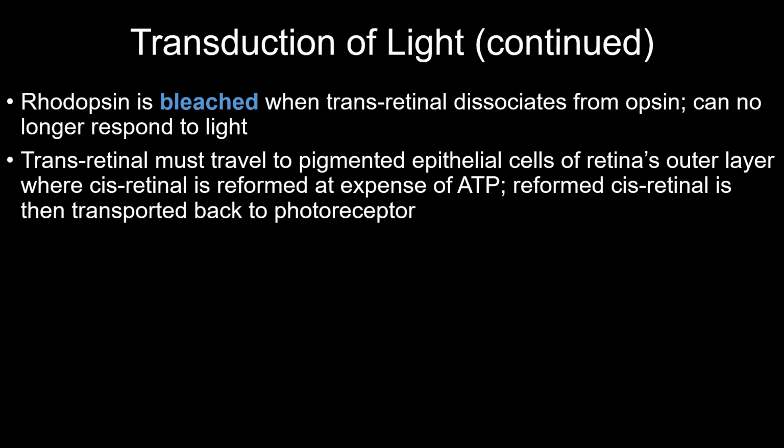So this has to happen through a complicated process in which transretinol leaves the photoreceptor, travels to the epithelial cells of the pigmented layer, and then there it's converted back into cisretinol in a process that uses ATP, and then gets transported back to the photoreceptor, combining with opsin, making rhodopsin again. So it turns out the pigmented layer actually forms an important part of the function of photoreceptors.